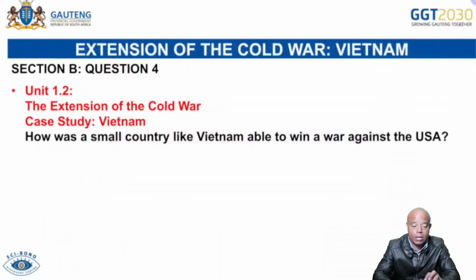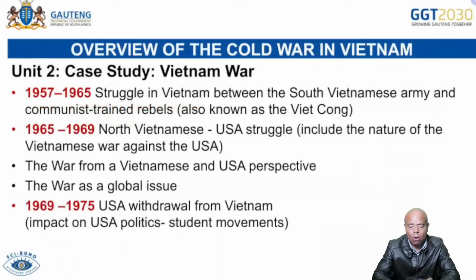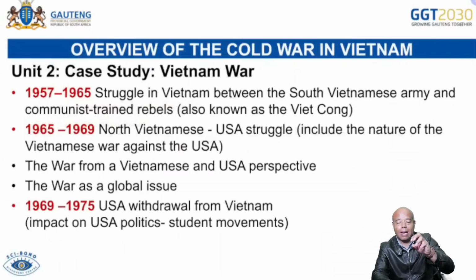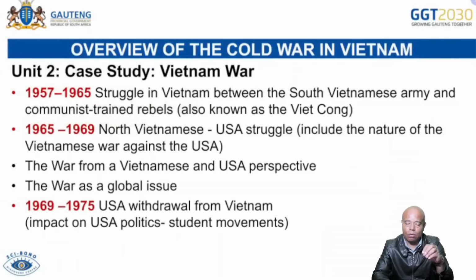Now let's go to the content of question 4 first. When I look at the content of question 4, it says it's a case study of Vietnam. So we first look at 1957 to 1965. What transpired from 1957 to 1965 is a struggle in Vietnam between the South Vietnamese army and the Vietcong. Who were the Vietcong? The Vietcong were the rebels within South Vietnam.